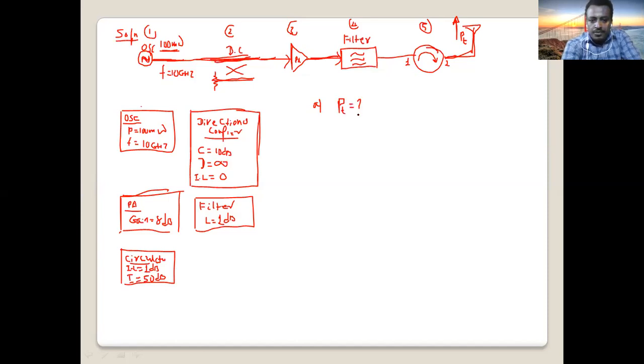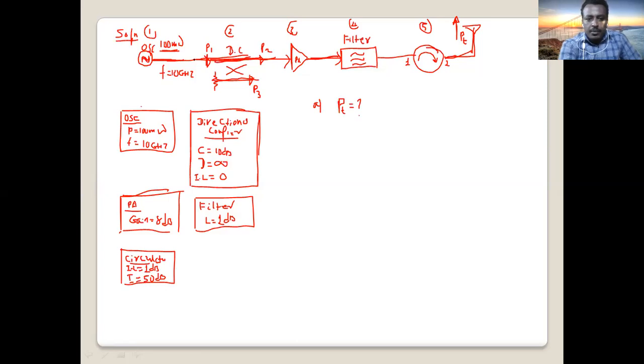That's the question. Okay, so to get that, here 100 milliwatt power comes. Well, what's the next device? It is a coupler. This is P1. P2 goes here, right? P3 is here. Coupler divides the signal into 2 parts.